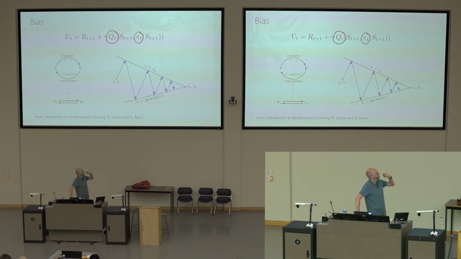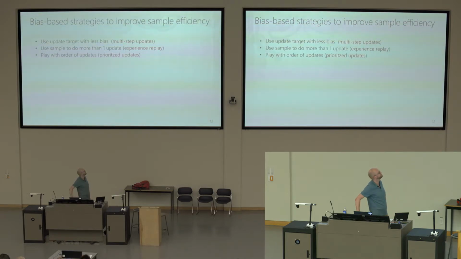The short answer for how to deal with bias is that every update you perform, in expectation, reduces the bias a little bit. So if you do enough of those updates, the bias gets smaller and smaller until you converge to the right value. Now there are a number of different techniques you can use to improve sample efficiency. First of all, you can use update targets which have less bias, and we're going to talk about that. Those are multi-step updates.